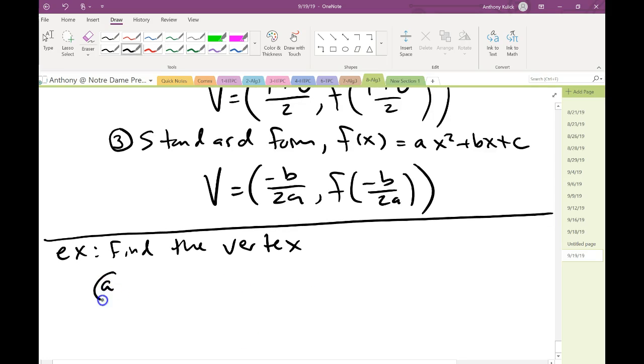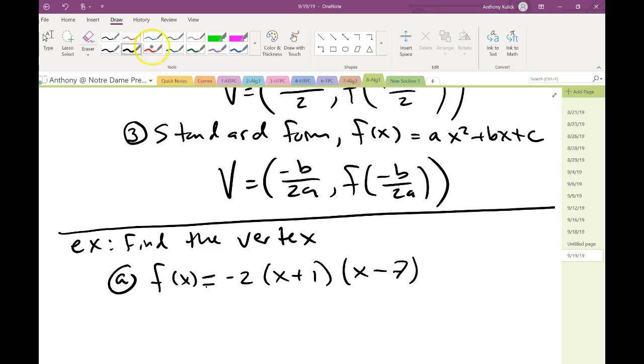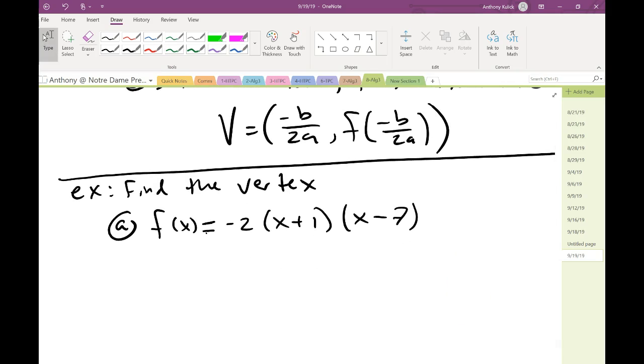Okay, so let's do some examples of finding the vertex. Let's say we have f of x equals negative 2 times x plus 1 times x minus 7. I'm going to start by identifying which of the three forms my function is in. Is this in vertex form, intercept form, or standard form? This is in intercept form. Very good.